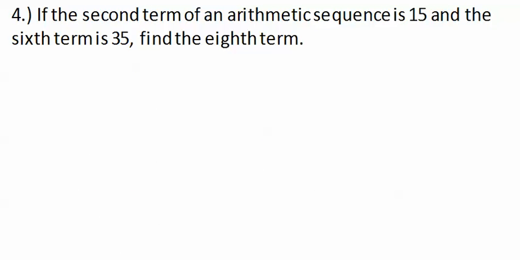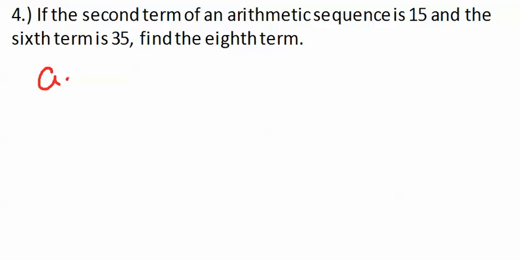Now, number 4 will make us do even more work to find out what we need. It doesn't give us quite as much information as we'd like. If the second term of the arithmetic sequence is 15 and the 6th term is 35, find the 8th term. And what you're going to do with these is basically set up a system of equations.